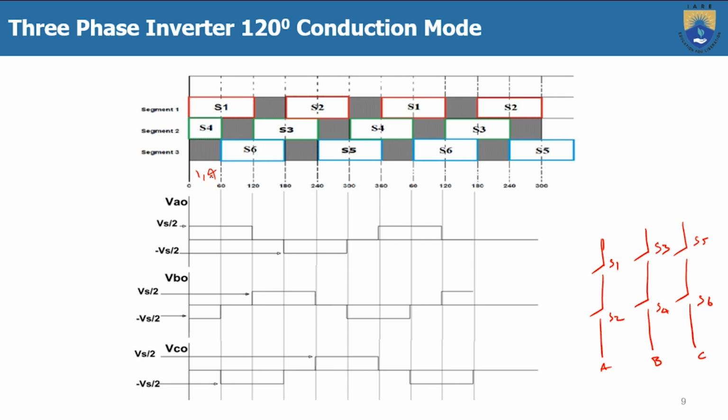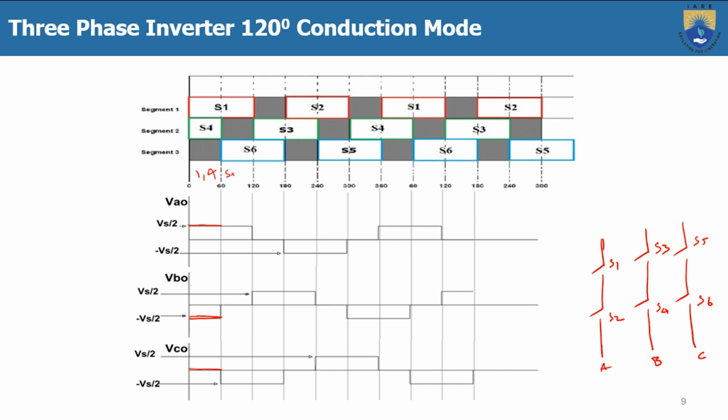Now 1 and 4. 1 is connected to the positive group, so VAO is equal to plus Vs by 2. And 4 is connected to the negative group, so VBO is equal to minus Vs by 2. And VCO is equal to 0 because no switch connected to phase C is turned on.